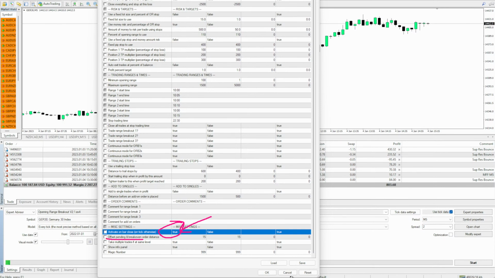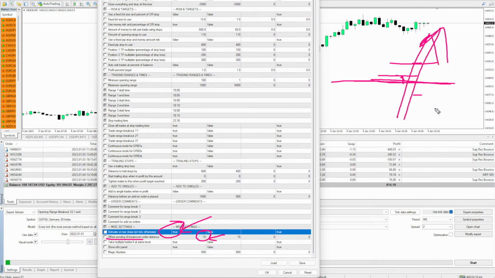Offset pending is the distance between the opening range and the pending order placement. Again, we'll see that in operation in a minute. So that is where the opening range is. In this case, it will look 15 pips or 15 points above the opening range, and that is where it places the pending order. You could use a minus and offset it lower, but you wouldn't do that. You would always offset it higher because it's a breakout strategy. We're looking to break out.